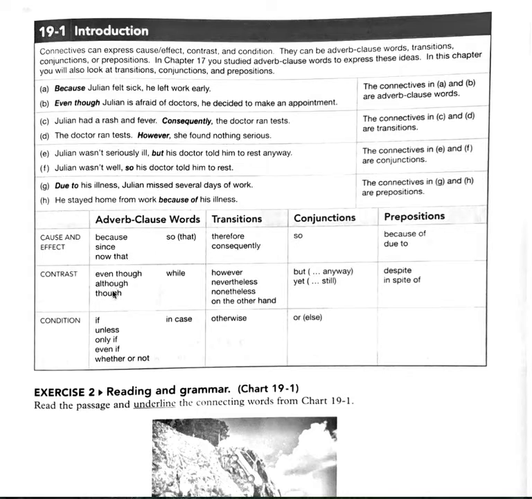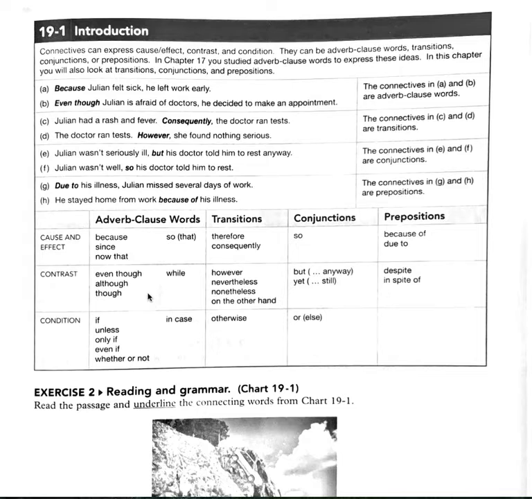Contrast. Even though, although, and though. Now remember, even though, although, and though give you the unexpected result. Okay? And while gives you direct contrast. You might say, Tony is tall while his brother Sam is short. Or even though I wore a sweater, I was still cold. Although I wore a sweater, I was still cold. Though I wore a sweater, I was still cold.